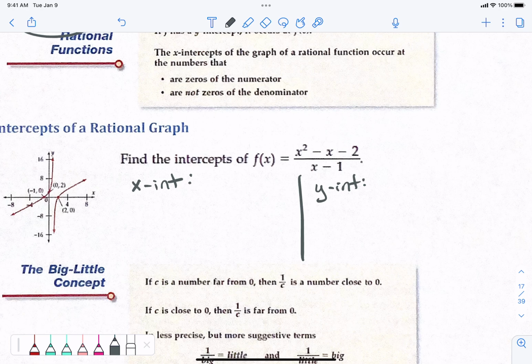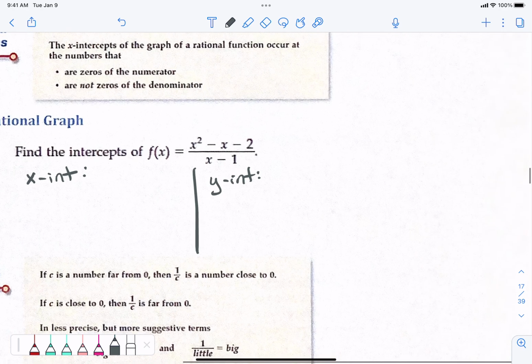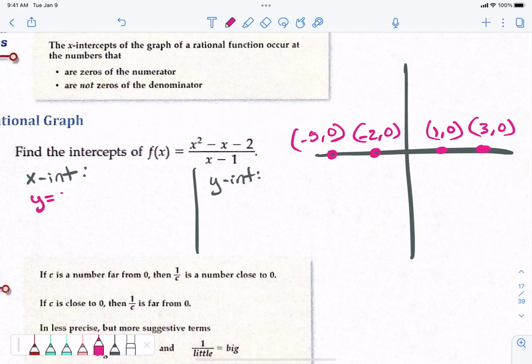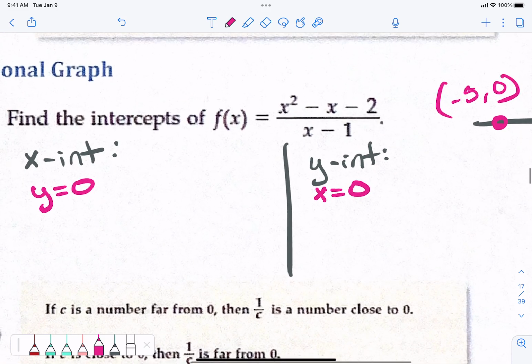The way that I think about this is, here are some examples of x-intercepts. Like this is the point (1, 0). This is the point (3, 0). This is the point (-2, 0). This is the point (-5, 0). What do all those x-intercepts have in common? The y equals 0. So if I'm trying to find x-intercepts, I plug 0 in for y. Same thing goes the other direction. If I'm trying to find the y-intercept, I plug 0 in for x. So that's how you find intercepts: you plug 0 in for the opposite one.